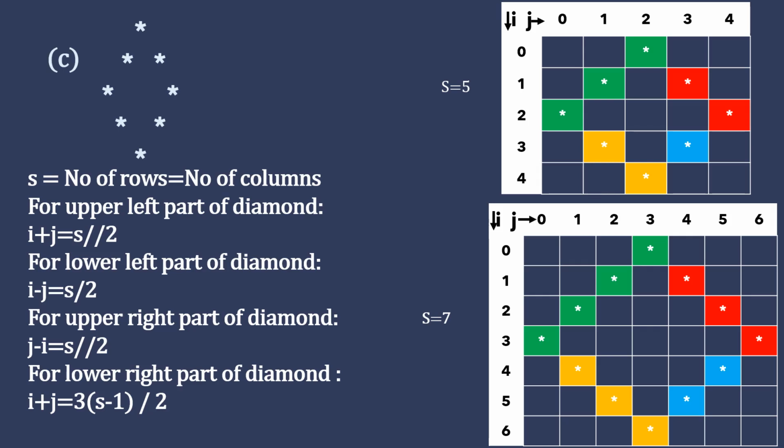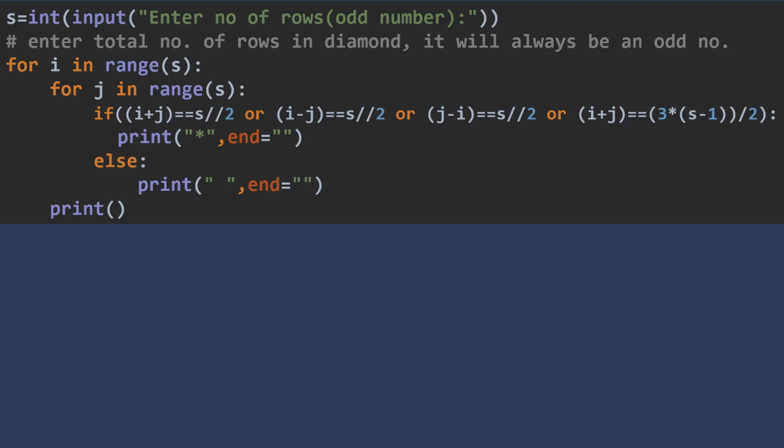Now we will just implement these conditions in our program. Now let's do the program. Now we have to take s as input. Here just remember to enter an odd number. Why? Because for this kind of pattern, the number of rows and number of columns will always be an odd number.